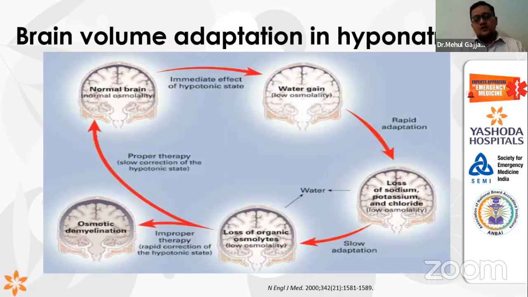But if therapy is not proper and there is a rapid correction of this hypotonic state, there can be a dreaded complication called osmotic demyelination. So always, whenever there is chronic hyponatremia, don't correct it very fast. Gradual correction is always recommended.